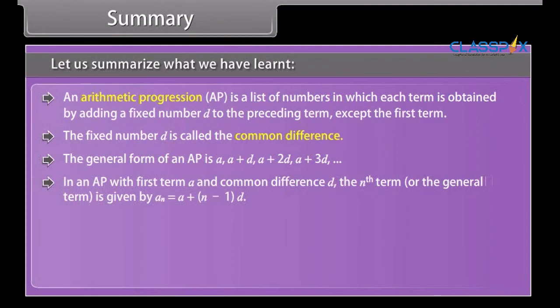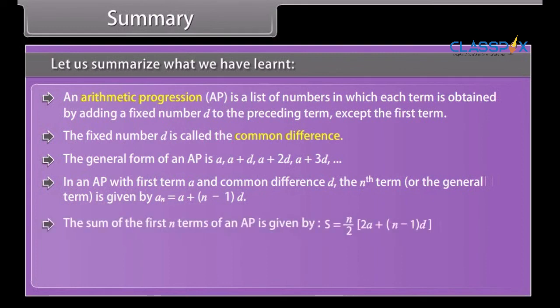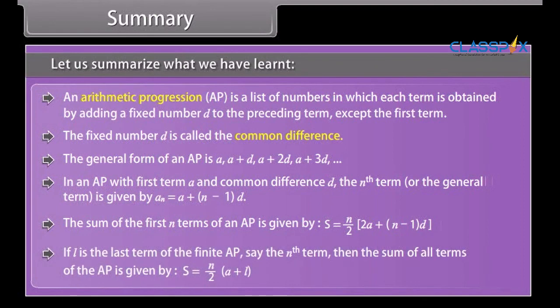In an AP with first term a and common difference d, the nth term or the general term is given by an is equal to a plus n minus 1 into d. The sum of the first n terms of an AP is given by S is equal to n upon 2 into 2a plus n minus 1 into d. If l is the last term of the finite AP, say the nth term, then the sum of all terms of the AP is given by S is equal to n upon 2 into a plus l.